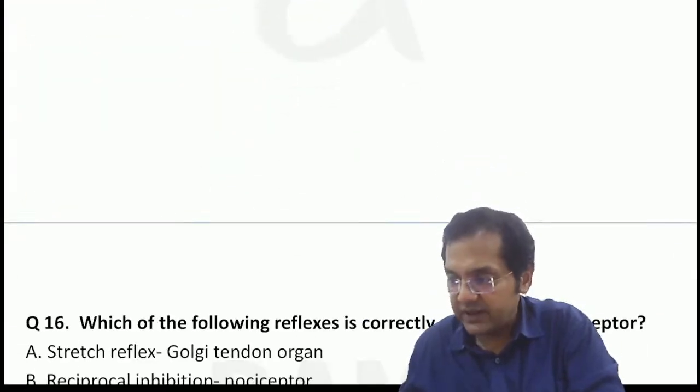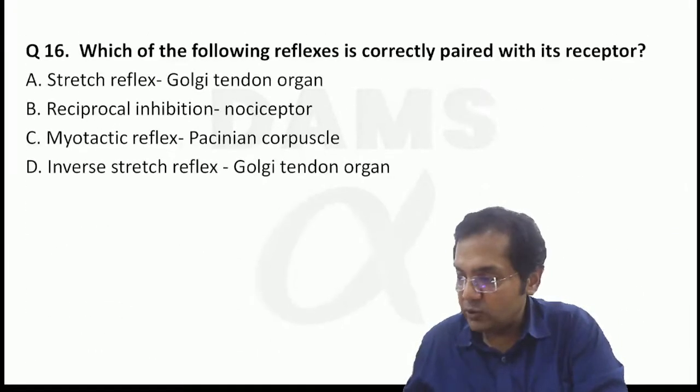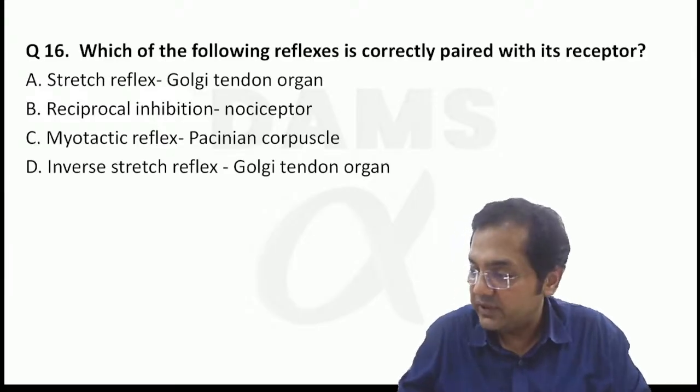Yes, most of you got it correct. Good. Question 16. Ruchita, you should not have changed. Where did you get confused? That should not have happened.